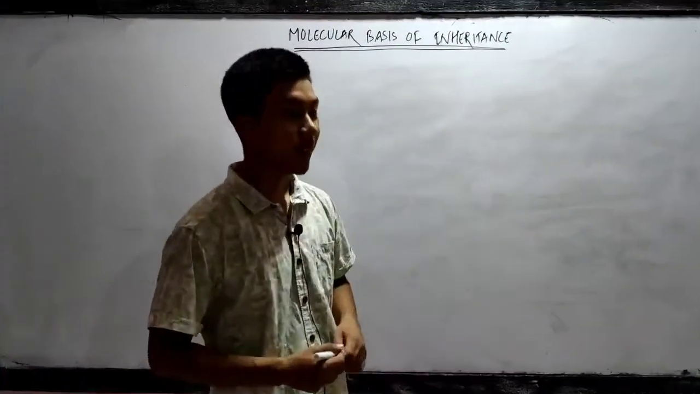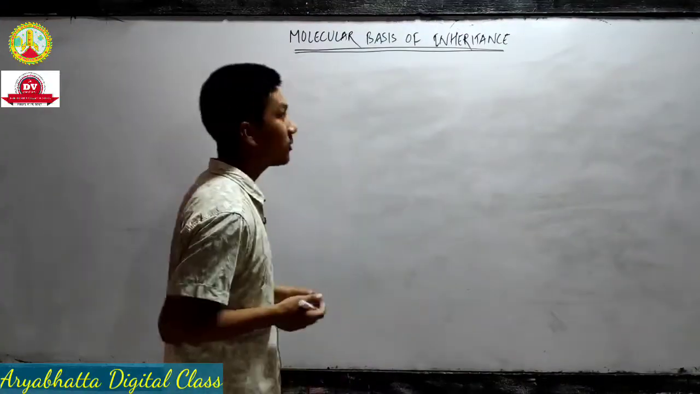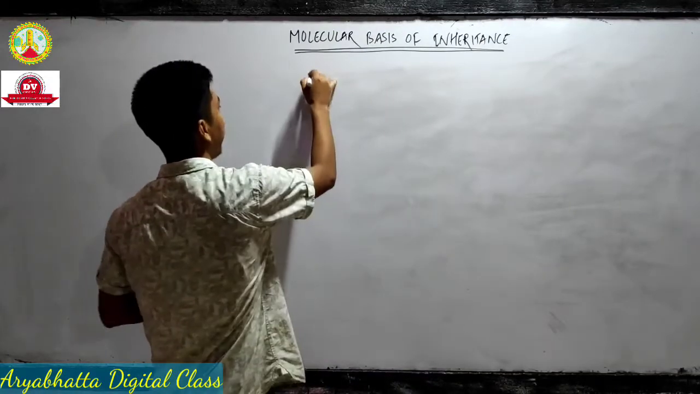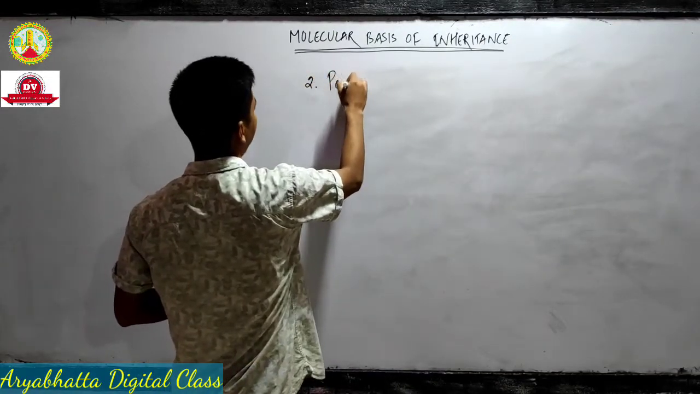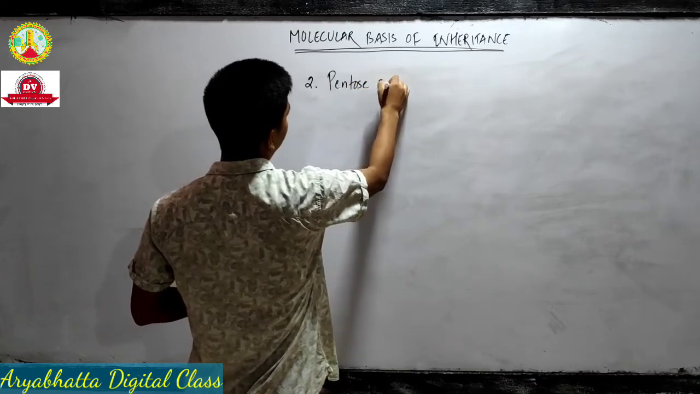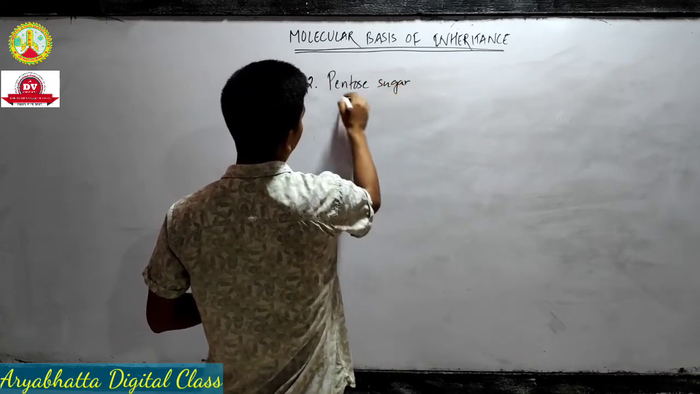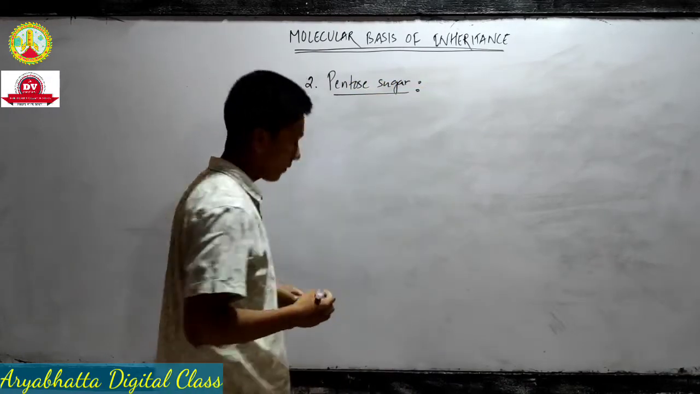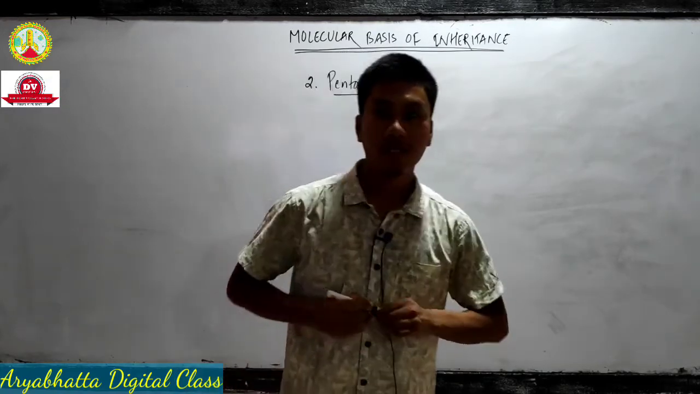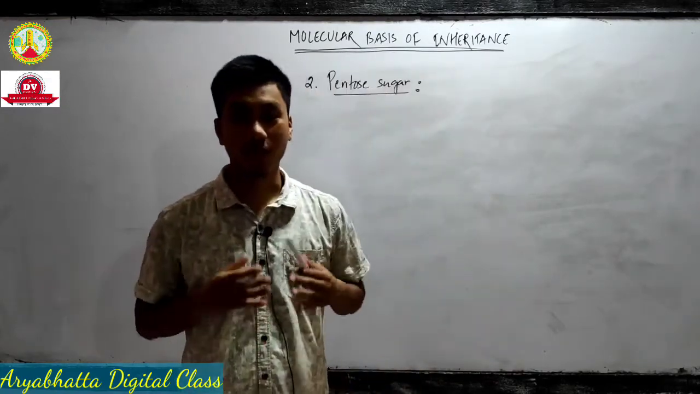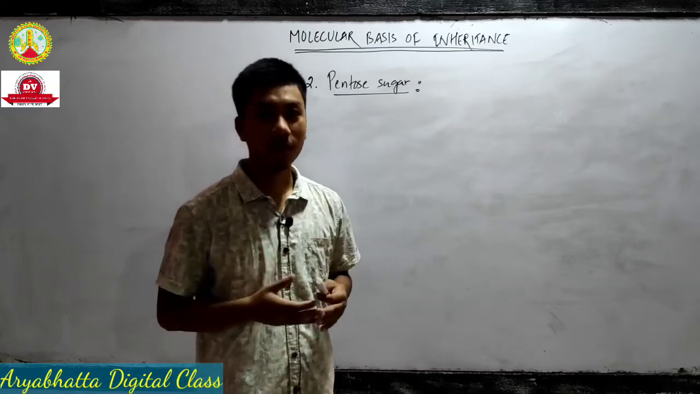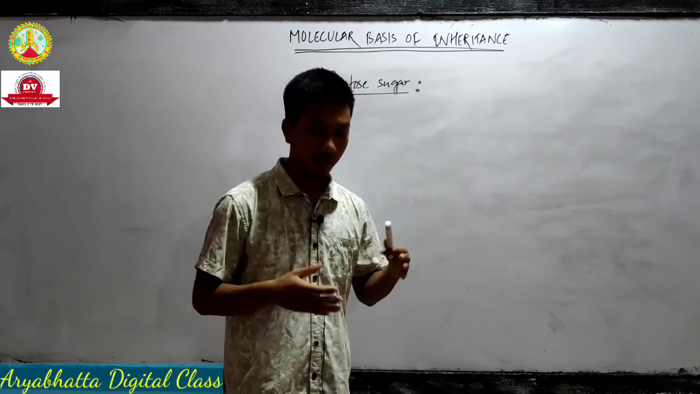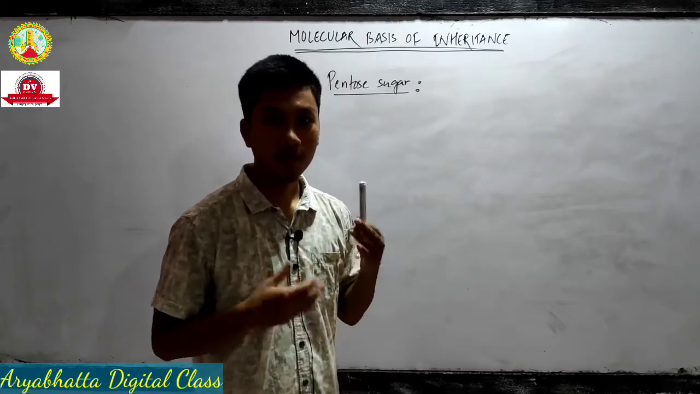Okay, so coming to our next composition, that is nitrogenous base. We have discussed pentose sugar. Okay, so nitrogenous bases we have seen, there are two types of nitrogenous bases, purines and pyrimidine, and the structure and examples we have seen.